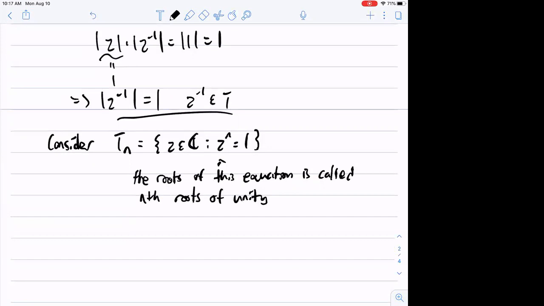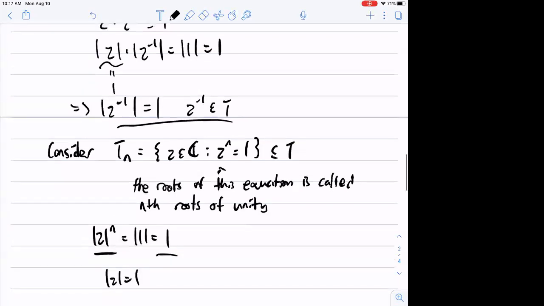So from here, note that all of these belong to the unit circle, so it's a subset of T. This belongs to the unit circle because if z to the n is 1, then if I take absolute value on both sides, a number to the nth power is 1. Note that absolute value is a real number, it's not complex anymore. So it forces the absolute value of z to be 1. So these are subsets of T.